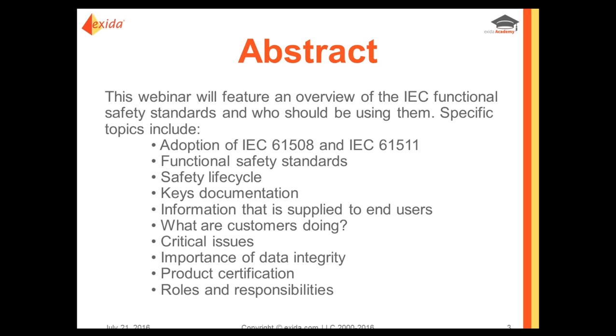Today we're going to talk about all of the basics of functional safety and IEC 61508 and IEC 61511. We're going to talk about why they were put in place, functional safety standards, the safety lifecycle, key documentation needed to comply with the standards and the safety lifecycle. We're going to talk about information that's supplied to end users, or if you're an end user, what you need to be looking for, what end users are doing with the information, some critical issues with functional safety, why it's so important to have data integrity, what product certification involves, and roles and responsibilities.